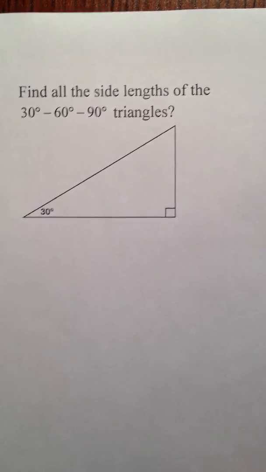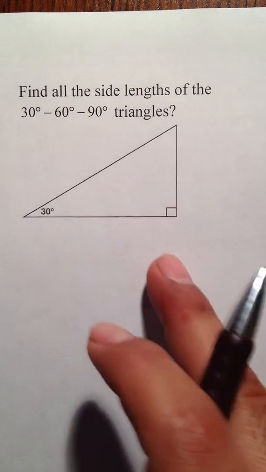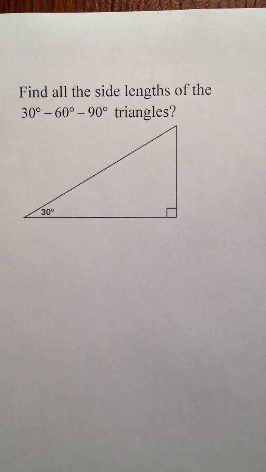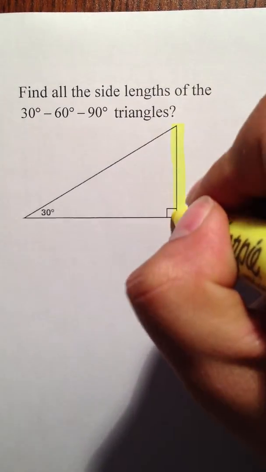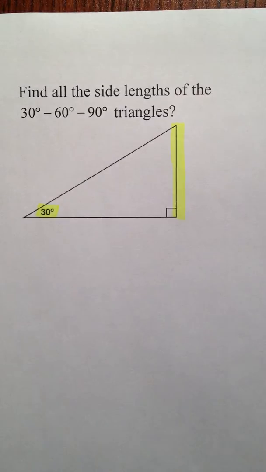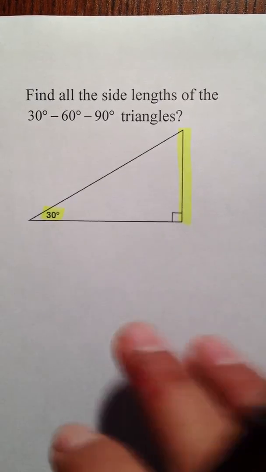Right now I'm going to show you one of the more frustrating 30, 60, 90 problems. Again, I haven't put any side links in here because I want to describe to you what is the most important piece. Finding the smallest side, which is always opposite your 30-degree angle, is the best piece to find always. Sometimes they give it to you, sometimes they don't.